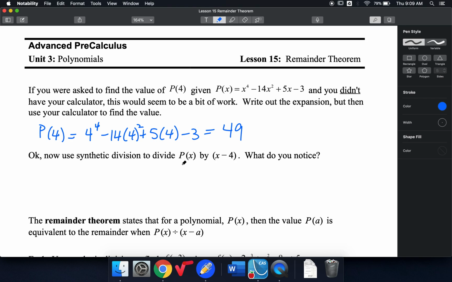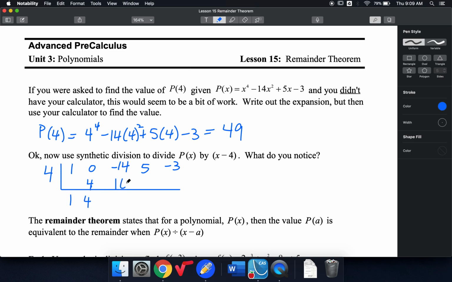But now let's use synthetic division to divide our polynomial by x minus 4. So that means I'm going to put a 4 on the outside. All right, on the inside, I'm going to go 1, 0 for my x cubed term, negative 14, 5, negative 3. So I'm going to bring down the 1, multiply, add.